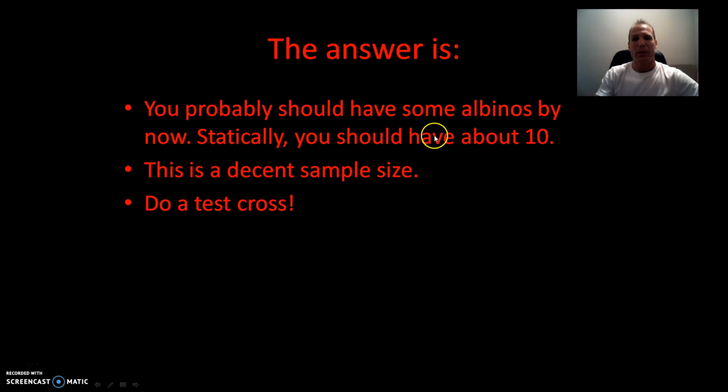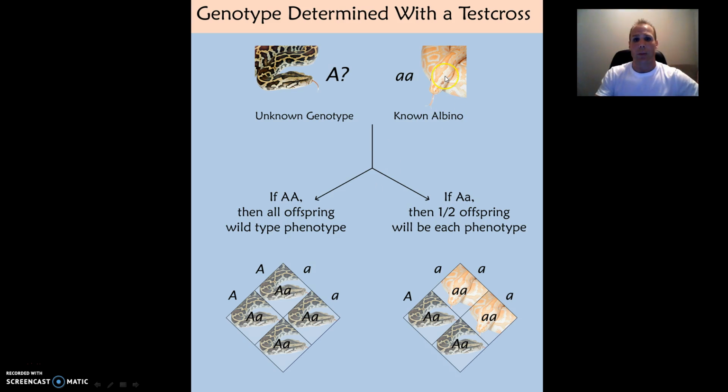Well, this is what we're going to do. It's called a test cross. Okay, we should have about 10. We're going to test for sure. A test cross is this. We're going to cross these snakes with a known genotype, and the only known genotype is an albino. So we know that it's got at least one of the dominant traits. Well, let's say we take an albino and cross them with one of our snakes, if it's a hybrid, half of those offspring should also be albino.